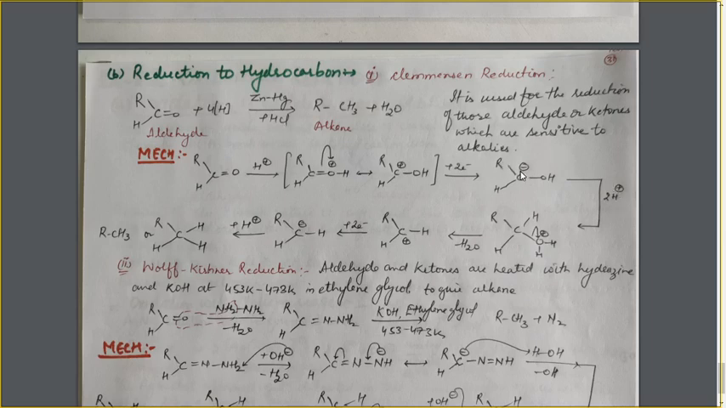These H positive ions will be attached, one to this carbon atom and one to this oxygen atom, forming a C-H bond, and this will protonate the oxygen atom. As a result, the oxygen will get positively charged, and to remove its positive charge, it will remove its electron from this position and give this positively charged species, a carbocation.